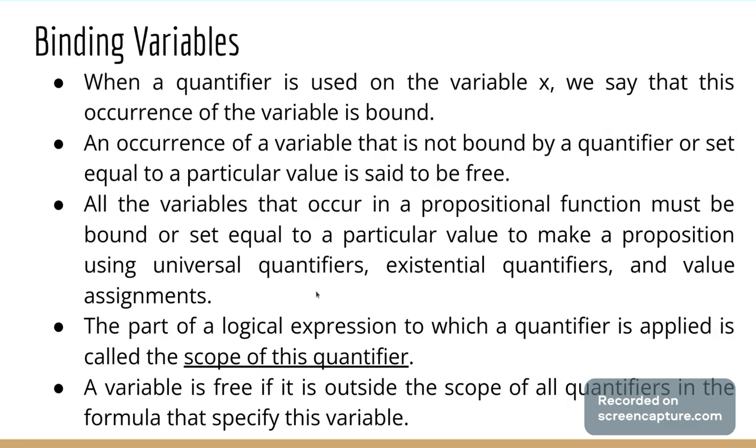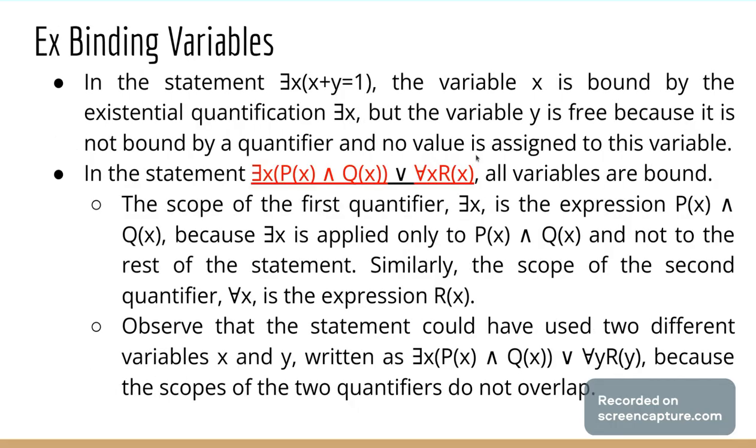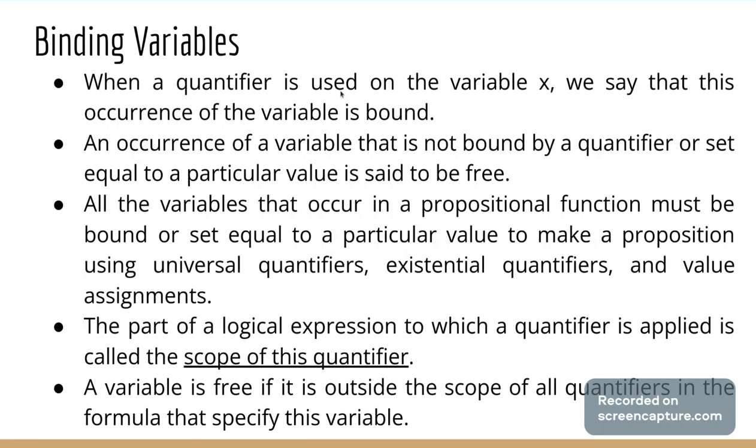Now let's look at what a bound variable is. When a quantifier is used on the variable x, we say that this occurrence of the variable is bound. So "there exists x" or "for all y": the quantifier is binding that particular variable x or y. An occurrence of a variable that is not bound, like the y in the first example we saw, is essentially equal to a particular value, or a value that has been set earlier. That is why that particular variable is a free variable.